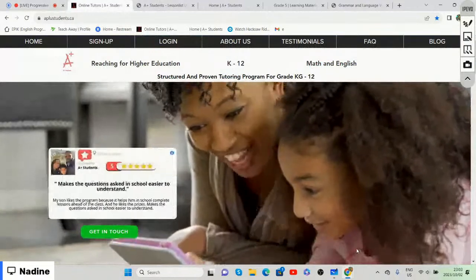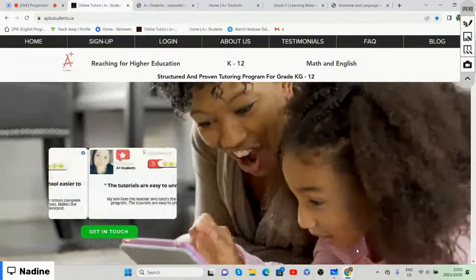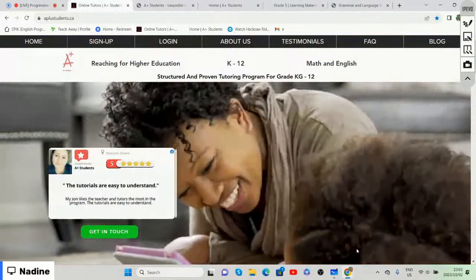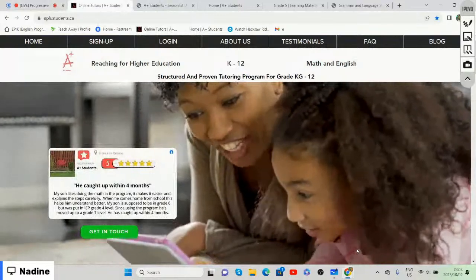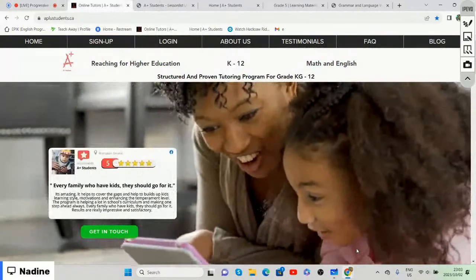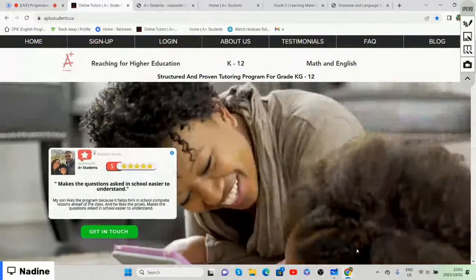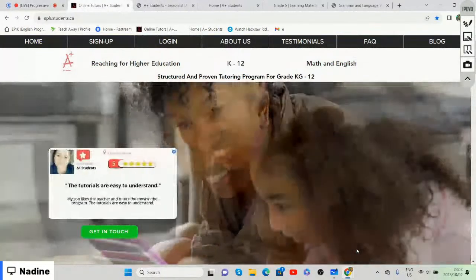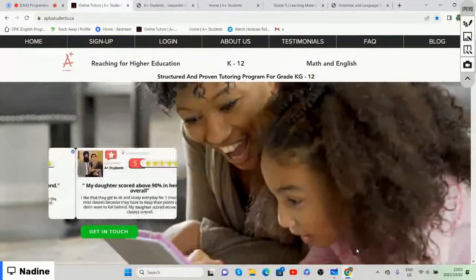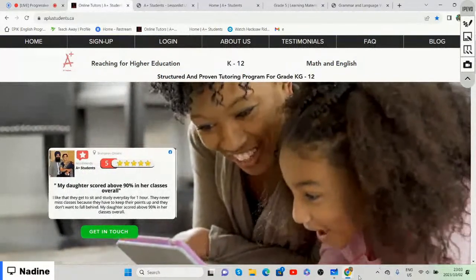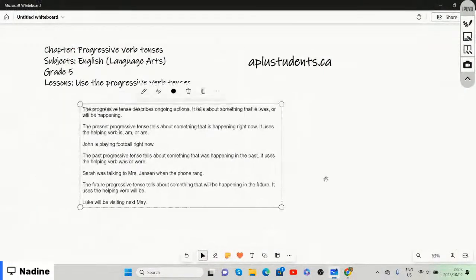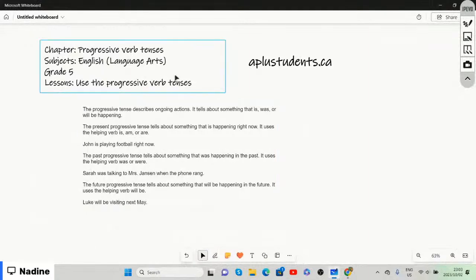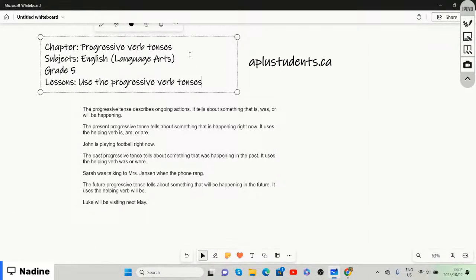Once we've logged into aplusstudents.ca with our username as well as our password, then we're going to select the subject of language arts. Going to choose grade 5. And then we're going to scroll down to the chapter of progressive verb tenses.